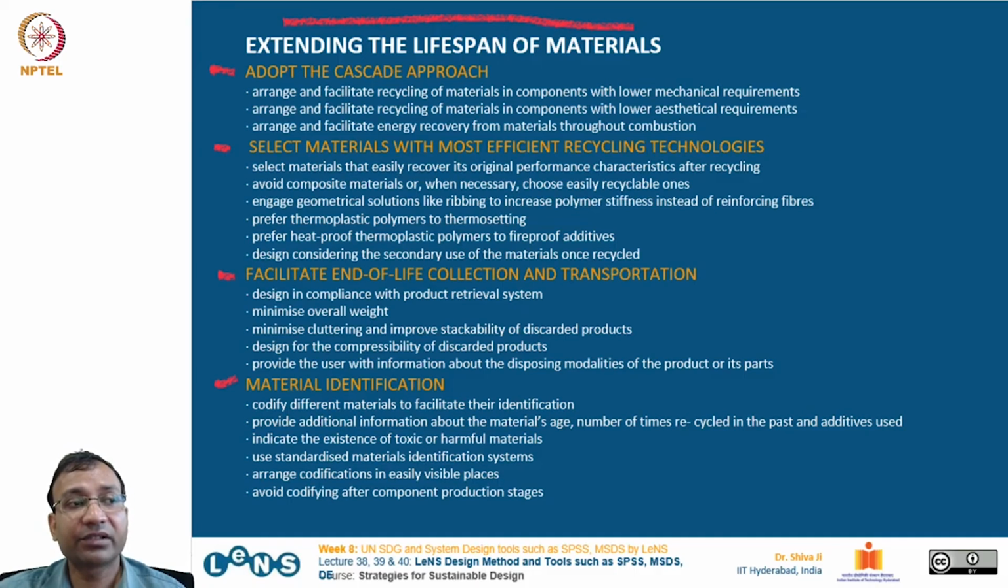Lastly, we have this strategy of material identification. Codify different materials to facilitate their identification. Provide additional information about the material's age, number of times recycled in the past, and additives used. Indicate the existence of toxic or harmful materials. Use a standardized materials identification system. Arrange codifications in easily visible places. Avoid codifying after components production stages.